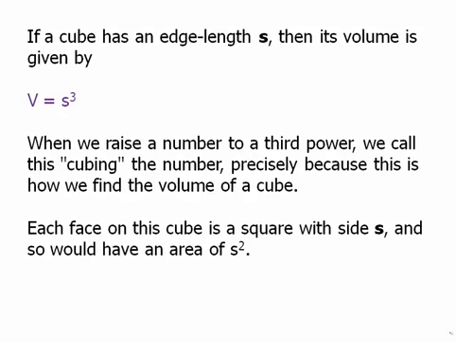Each face on this cube is a square with side s, and so it would have an area of s squared, and that means that the total, because there are 6 faces, the total surface area of a cube would be 6s squared.